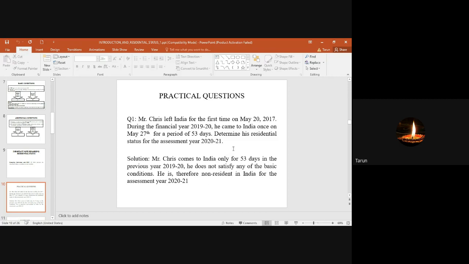So for the assessment year 2020-21, what would be the previous year? The previous year is 2019-20. Any doubts in this question?